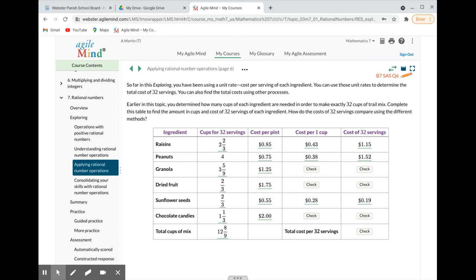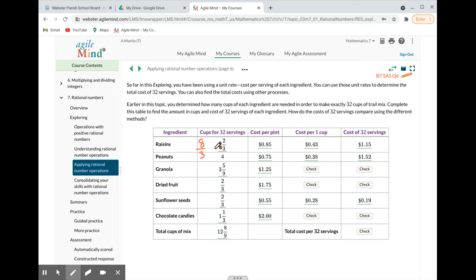Emma. I don't know. Yes, you do. All right, let's talk about the first one, the raisins. So we know that 2 2/3 cups are used for 32 servings. So what we need to do is convert 2 2/3 to an improper fraction. When we do that, we get 8/3.